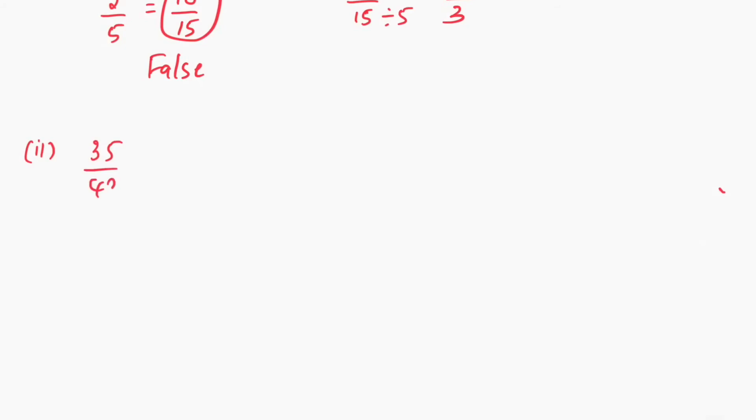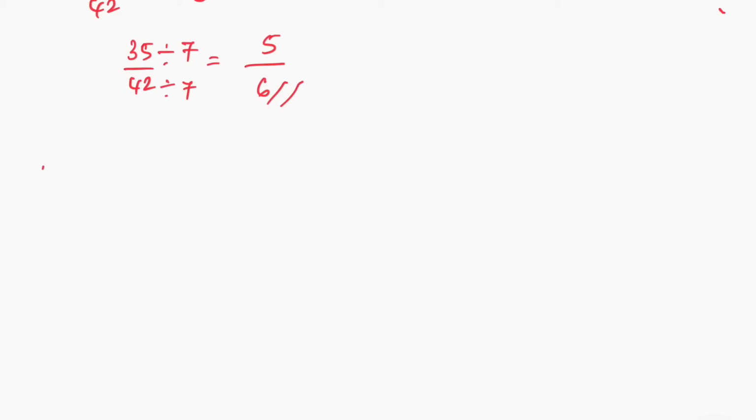35 by 42 equal to 5 by 6. So, 35 by 42, let me take. Divide both of them by 7. When I divide 35 by 7, I will get 5. When I divide 42 by 7, I will get 6. So, I get 5 by 6.